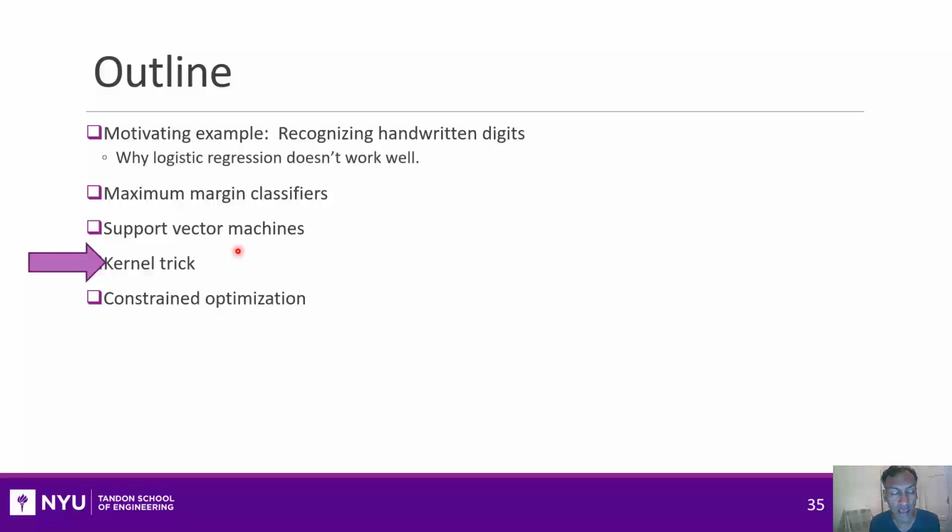Okay, so up to now, we've been looking at the SVM as a type of linear classifier. And if you recall back from the motivating example, we saw that linear classifiers are fundamentally limited, particularly for problems like image classification. So what I want to do to wrap up this unit is talk about the kernel trick, which is a very important technique for SVMs, which lets you easily extend these to certain types of non-linear classifiers.